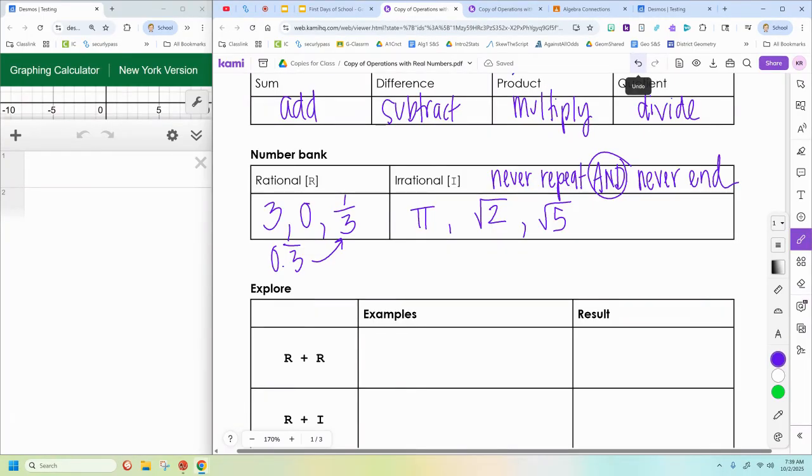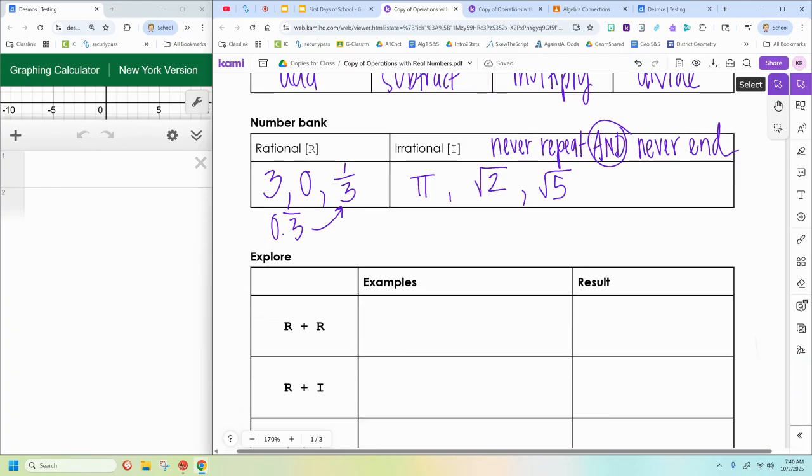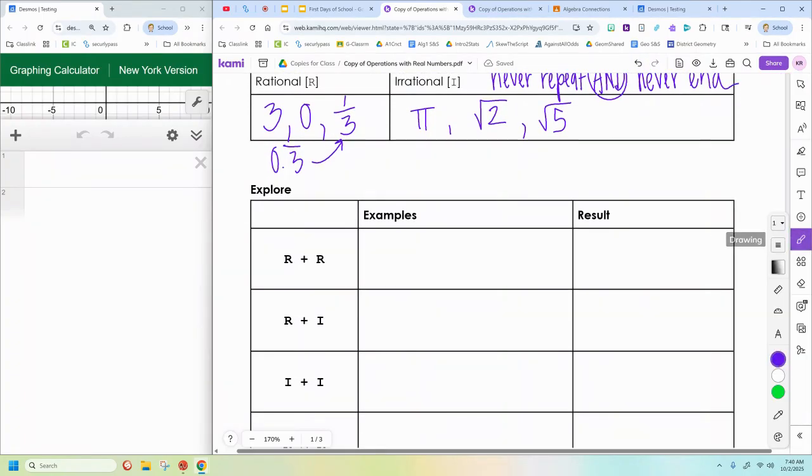And now we're just going to play with some examples to figure out what patterns exist when we do operations, add and multiply, with rational and irrational. If I have 2 rational, what happens? If I have 2 irrational, what happens? If I have 1 of each, what happens? Okay, ready? All right, so let's go ahead and do an example of a rational plus a rational.